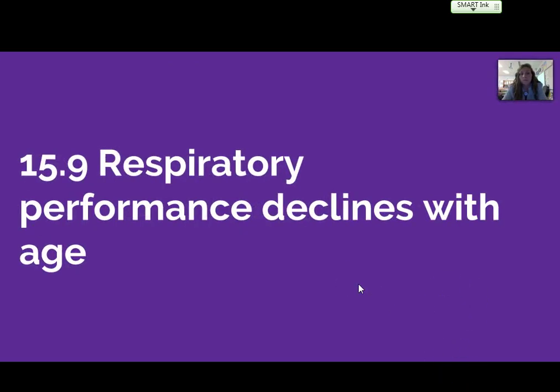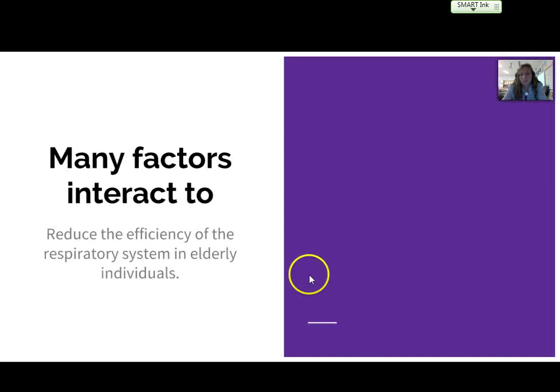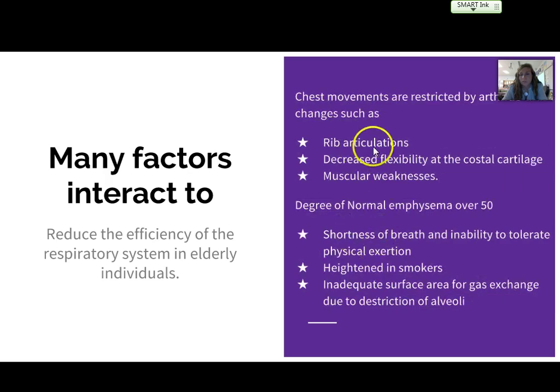15.9 is going to talk about respiratory performance declining with age. Many factors interact to reduce the efficiency of the respiratory system in elderly individuals. One is chest movements being restricted by arthritic changes like rib articulations, decreased flexibility at the costal cartilage in between the ribs, muscular weaknesses, and there's also a degree of normal emphysema over the age of 50. It causes a shortness of breath and inability to tolerate physical exertion. This is heightened in smokers, but the problem is there's an inadequate surface area for gas exchange due to destruction of alveoli.